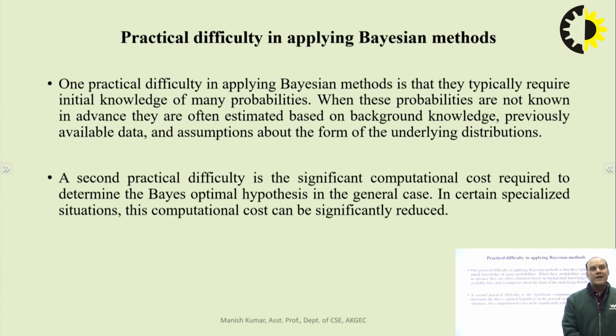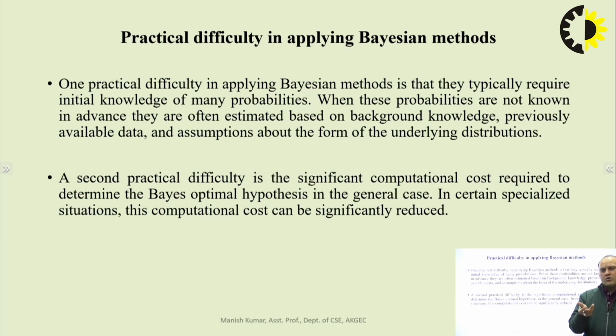There are also some practical difficulties we face while using the Bayesian method. One practical difficulty is that it typically requires initial knowledge of many probabilities. When these probabilities are not known in advance, we estimate them based on some background knowledge.